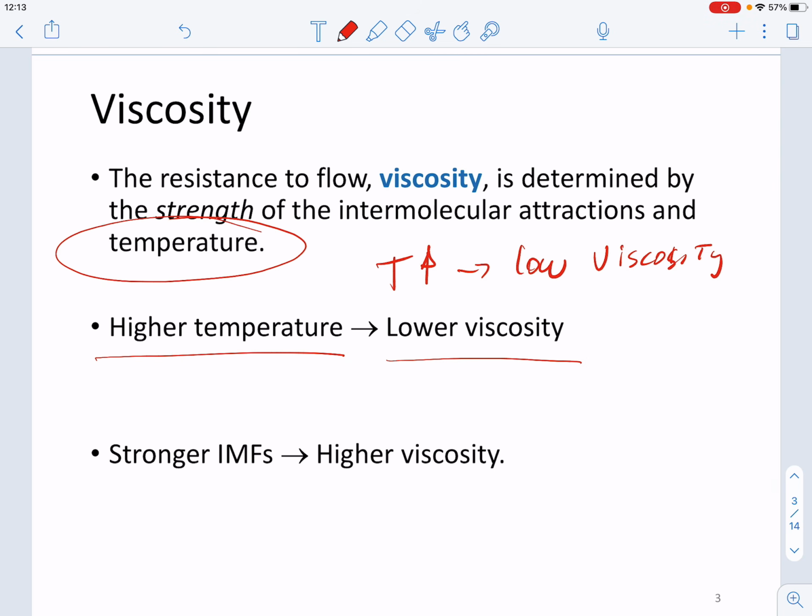Okay, so if the IMFs increase, then the viscosity also increases. So careful here, because the impact of temperature and IMFs go in different directions. So increasing the temperature will decrease the viscosity, but increasing the IMFs will increase the viscosity. So be careful with that part.